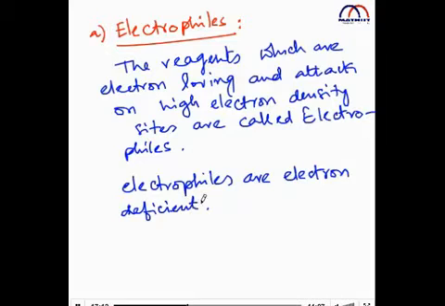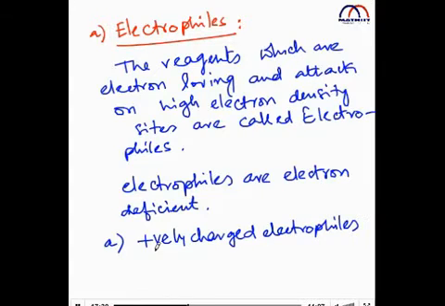And these electrophiles can be positively charged or they can be neutral. Two types of electrophiles are there. What are they? Positively charged electrophiles.